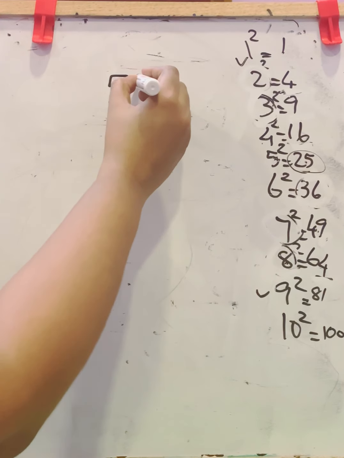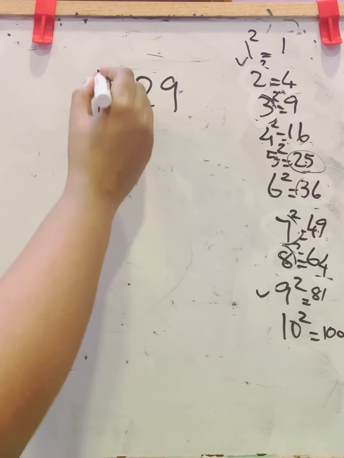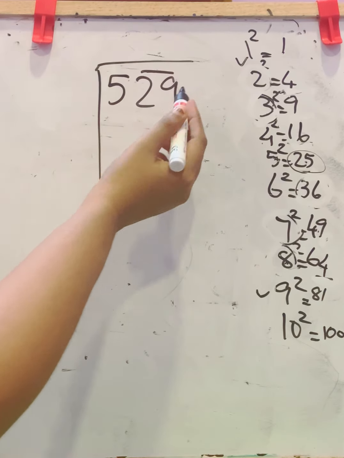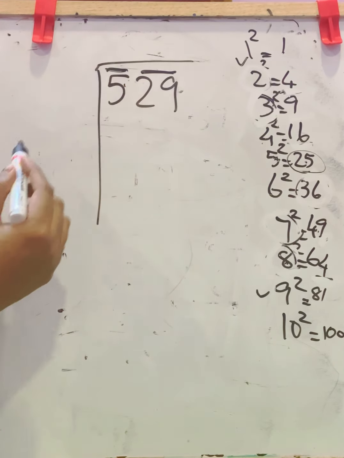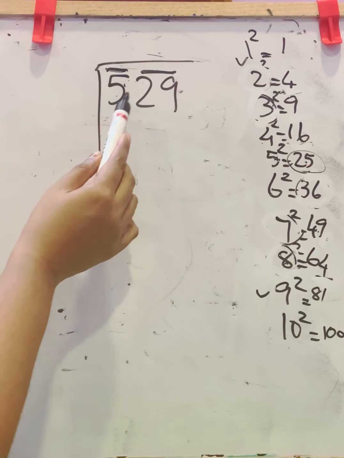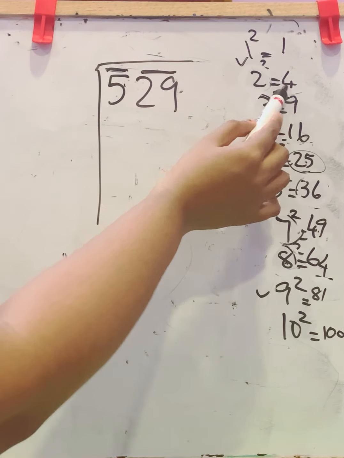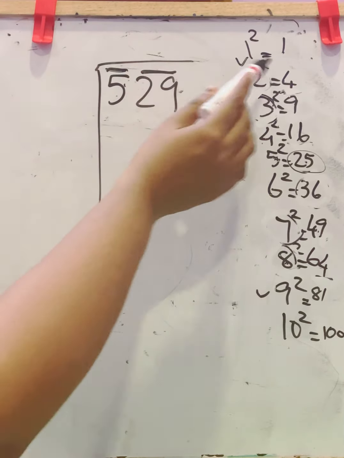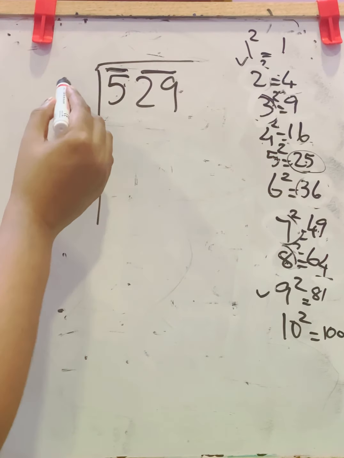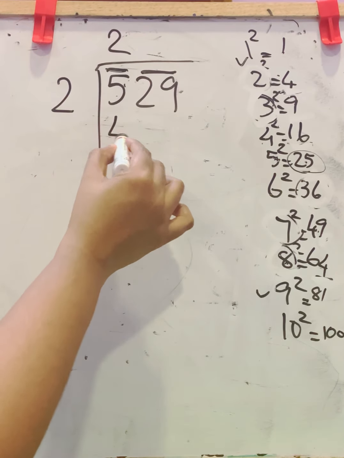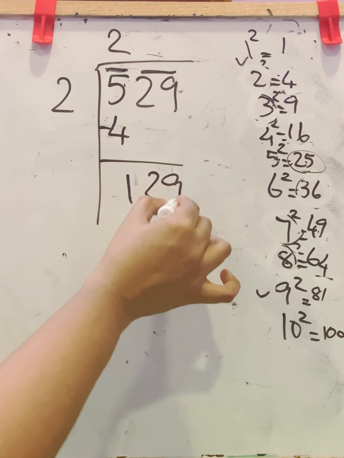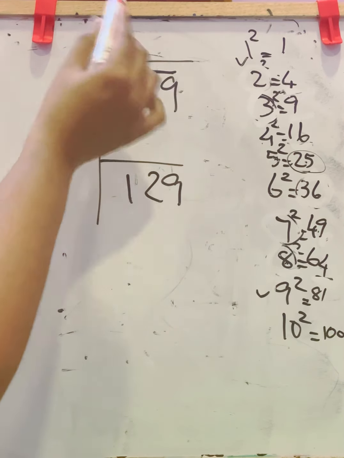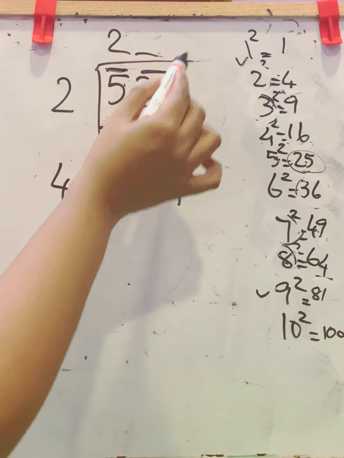Next, find square root of 529. Again, pair it from right side. Take 2 at a time. Now this will stand alone. Now check. 5 lies between 4 and 9. Smaller perfect square is 4. 4 means 2 square. Take 2 square. 2 into 2, 4. Subtract, you will get 1. Carry down this 29. Now double this. 2 2s are 4. Put a dash here.